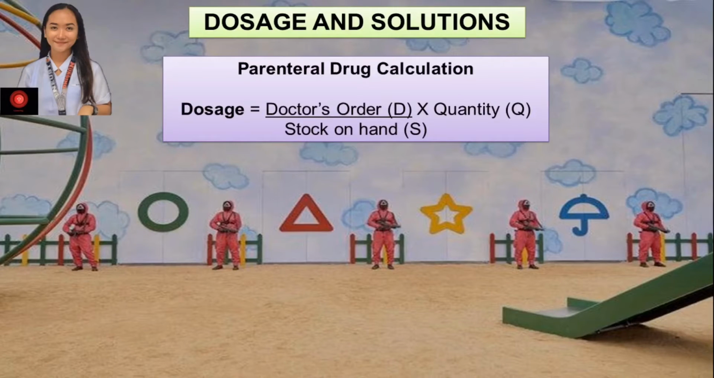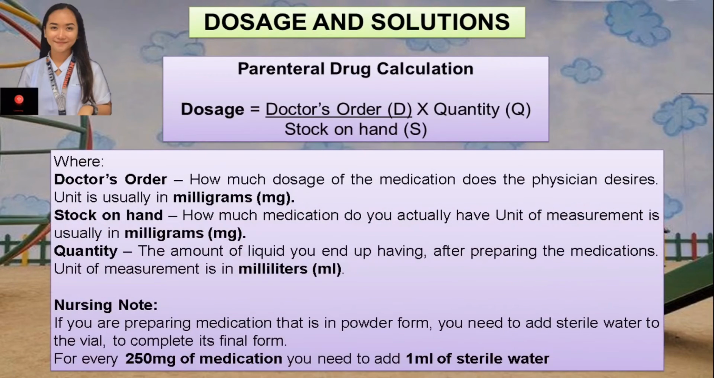Dosage is equal to the doctor's order over stock on hand times the quantity. The doctor's order is how much dosage of the medication the physician desires; the unit is usually milligrams. Stock on hand is how much medication you actually have; the unit of measure is usually milligrams. Quantity is the amount of liquid you end up having after preparing the medication; the unit of measurement is milliliters.